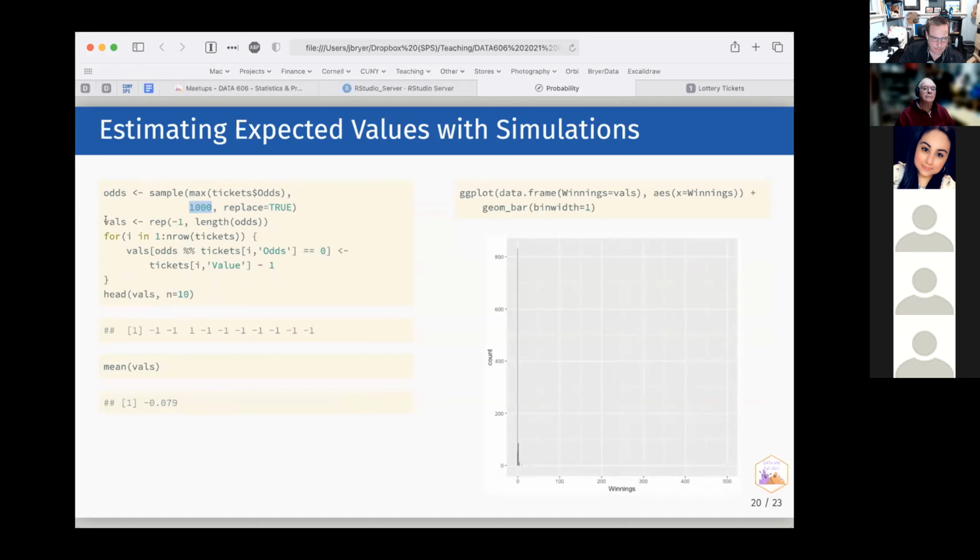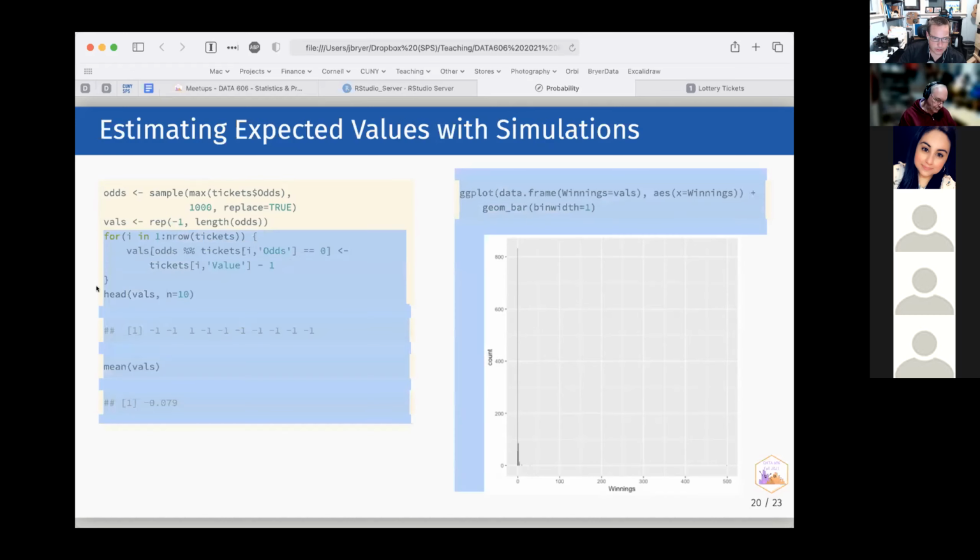The vals is what we actually got. So I'm just going to repeat -1 for 1,000 times. Odds is 1,000, so these two things match up. And the reason I repeated -1 is because it costs $1 to do each ticket. So that's sort of the base.